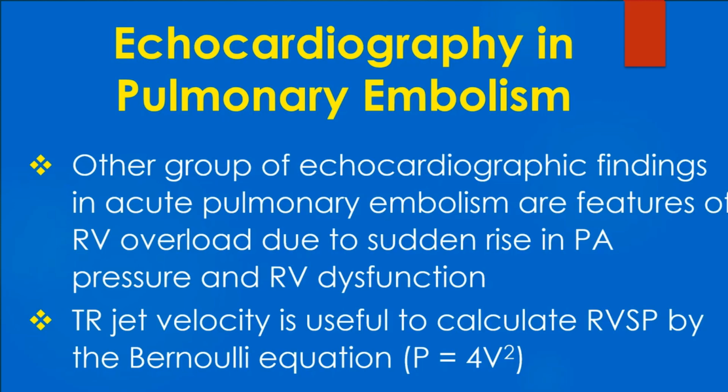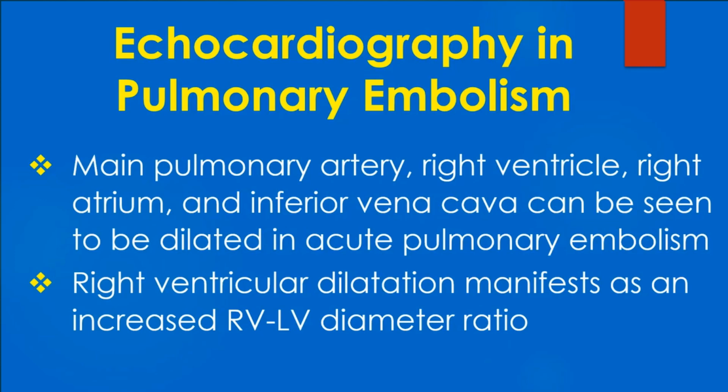Tricuspid regurgitation jet velocity is useful to calculate the right ventricular systolic pressure by the Bernoulli equation, P equal to 4V squared. Main pulmonary artery, right ventricle, right atrium and inferior vena cava can be seen to be dilated in acute pulmonary embolism. Right ventricular dilatation manifests as an increased RV-LV diameter ratio.